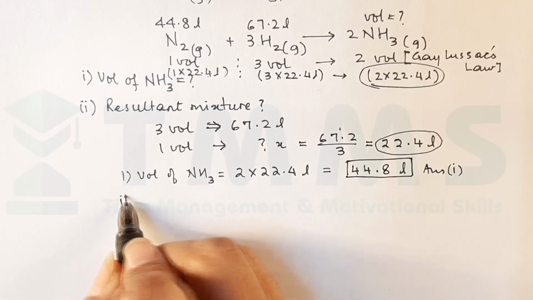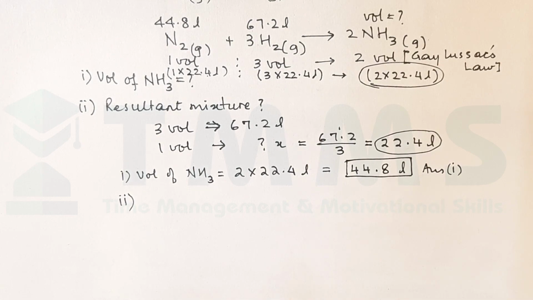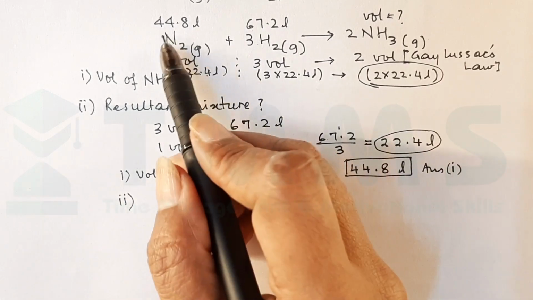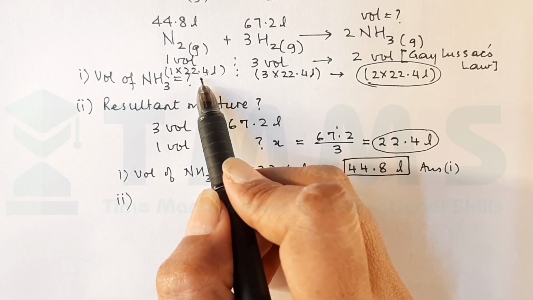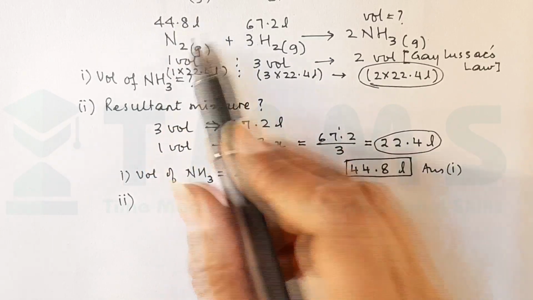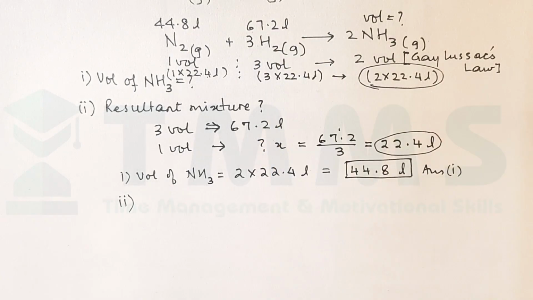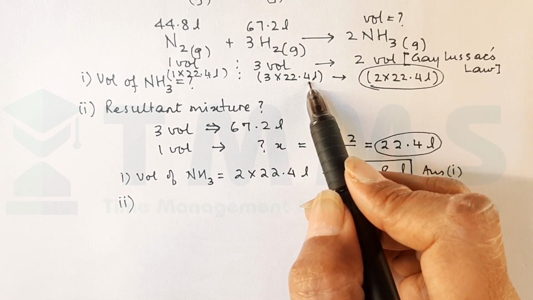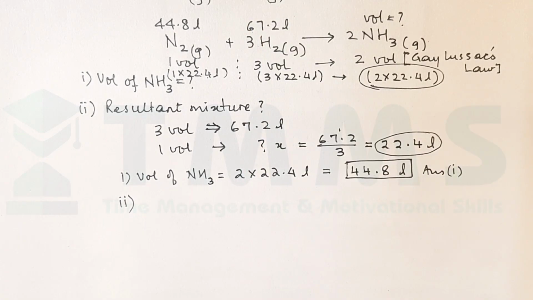Now, in our second part, they are asking, in the resultant mixture, if any other substance is there. Now look at our nitrogen. Nitrogen was 44.8 liters. How much of that nitrogen was used up? Wasn't it 22.4 liters used up? So we will have a little bit of nitrogen remaining, and that will go in the resultant mixture. What about hydrogen? Hydrogen is 67.2 liters. And how much of hydrogen did we use up? 3 into 22.4 liters we used up, which means all of it, 67.2 liters, was used up, correct?